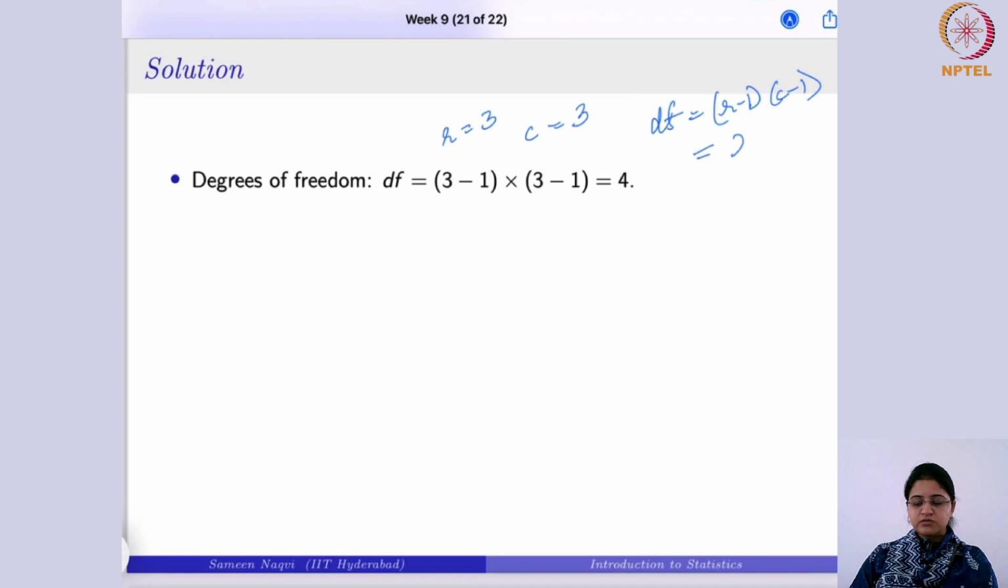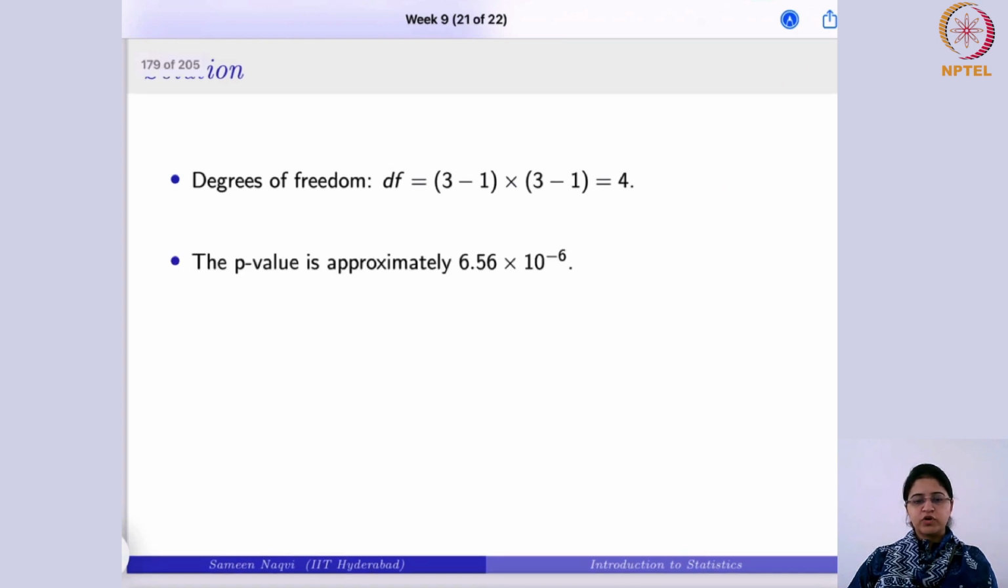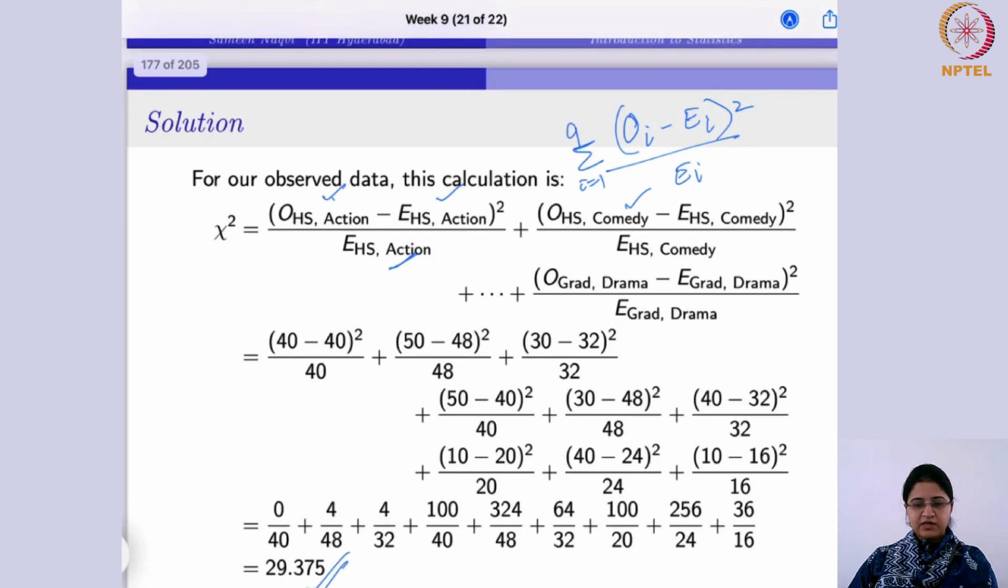So which basically means 2 into 2, what you get is 4. And if you look at the corresponding p-value, here it comes out as 6.56. You can use the p-value approach, and you can find this using your software, or the rejection region approach can also be used. If you have the critical value for chi-square at 4 degrees of freedom and alpha at 0.05, you will compare it with your test statistic that you have obtained just now, that is 29.38.